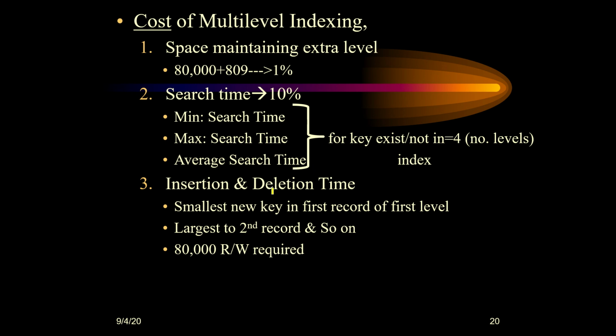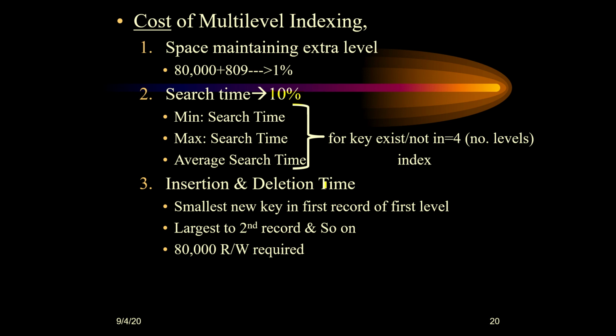When you consider these three search times, we can consider that for every search, whether the key exists or not, we need to search 4 levels of index files to know whether that particular key is there or not inside your data file. So that is what it takes, nearly 10% of your cost.